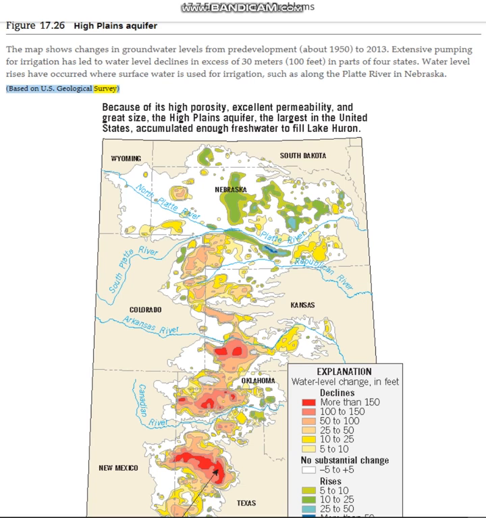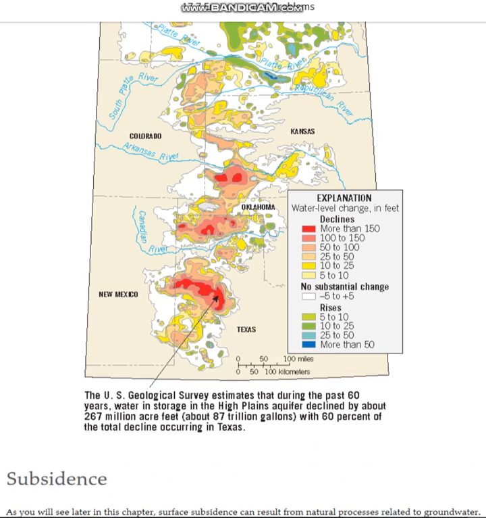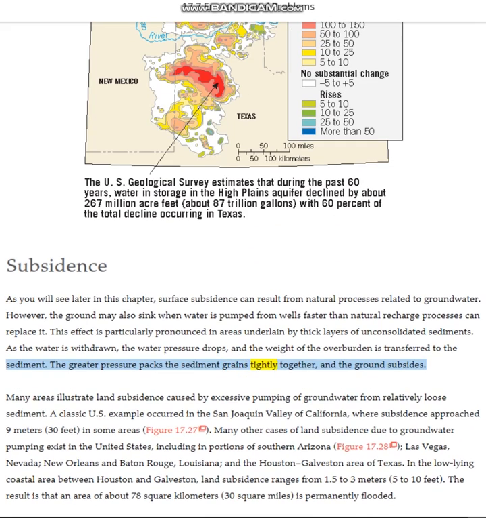Subsidence. As you will see later in this chapter, surface subsidence can result from natural processes related to groundwater. However, the ground may also sink when water is pumped from wells faster than natural recharge processes can replace it. This effect is particularly pronounced in areas underlain by thick layers of unconsolidated sediments. As the water is withdrawn, the water pressure drops, and the weight of the overburden is transferred to the sediment. The greater pressure packs the sediment grains tightly together, and the ground subsides.